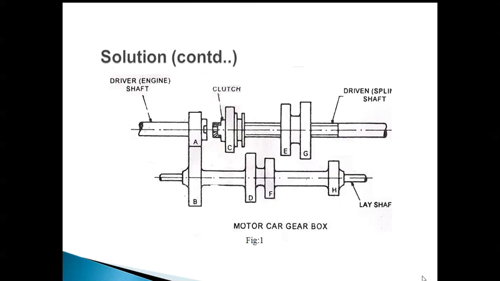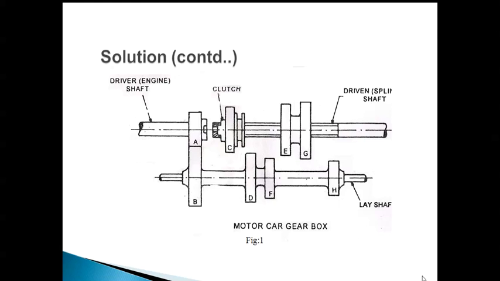So here power is transmitted, and to get the reduction of speeds we have the lay shaft. First, driver gear A is fixed to the driver shaft, that is, the pinion is fixed to the driver shaft. So the power is transmitted from the driver shaft to the lay shaft by using gear B, which is always in contact with A. The gear B is on the lay shaft, fixed on the lay shaft.